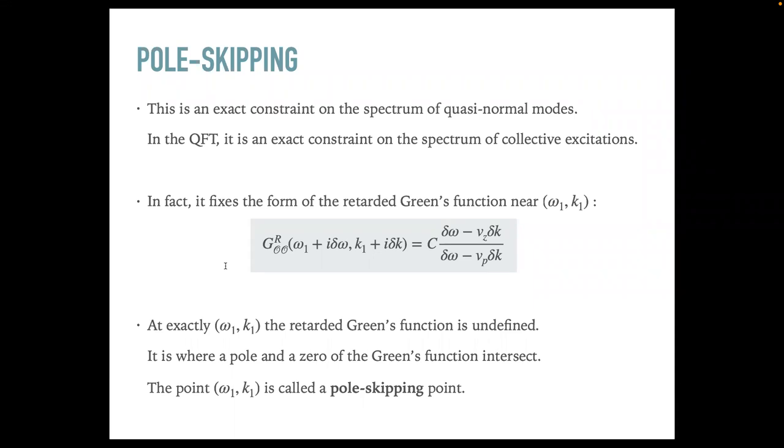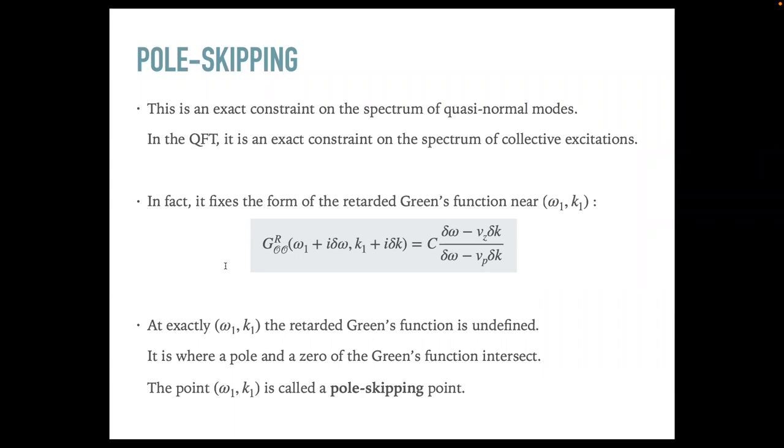Okay, so what does this mean? Well, first of all, it tells us that exactly at this point, omega 1, k 1, the retarded Green's function is undefined. If I set delta omega and delta k to 0, this is just 0 divided by 0. It's just undefined. And the reason it's undefined is because there is no unique ingoing solution. The fact that the ingoing solution is non-unique means we cannot extract a number for the retarded Green's function.